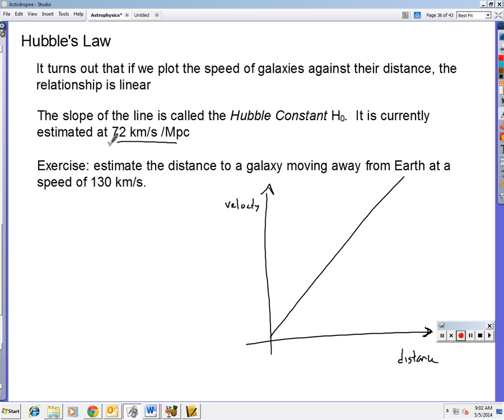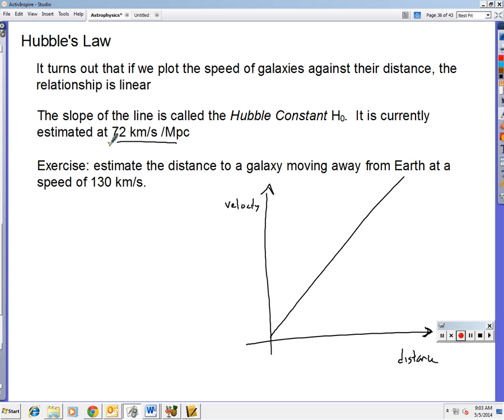What that means is that a galaxy that is 1 megaparsec, meaning 3 million light years away, is going to be moving away from us at a speed of about 72 kilometers per second. And a galaxy that is 100 megaparsecs away would be moving 7,200 kilometers per second away from us.